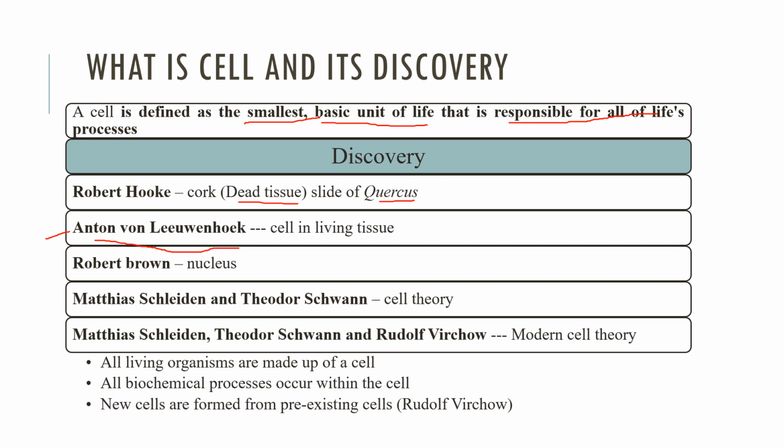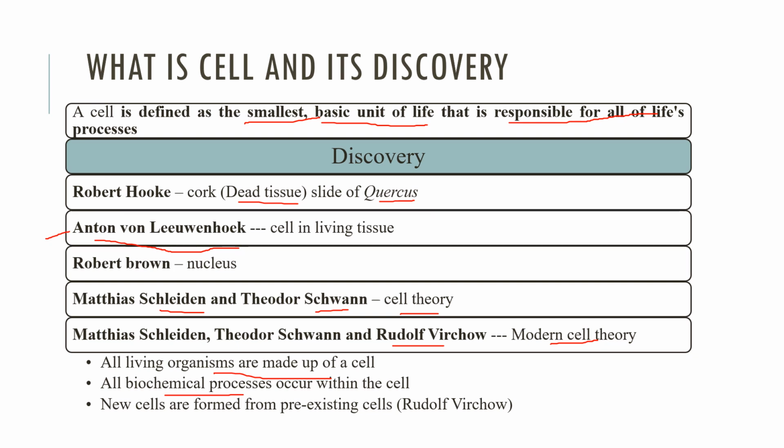There are two scientists, Schleiden and Schwann, who proposed the cell theory. But after some time the cell theory was modified, because Rudolf Virchow was the scientist who added one point, and now the cell theory is called modern cell theory. The points of cell theory are: number one, all living organisms are made up of cell. All living organisms, from bacteria to animalia, plantae, are made up of cell. All biochemical processes occur within the cell. Biochemical processes like Krebs cycle, glycolysis, electron transport chain, Calvin cycle, all take place within the cell.